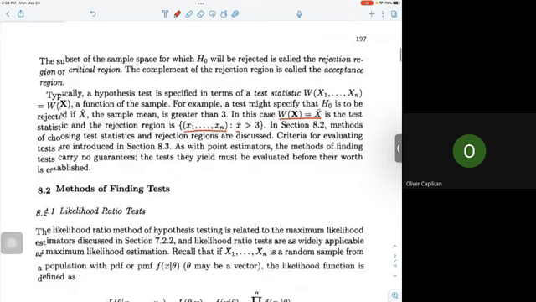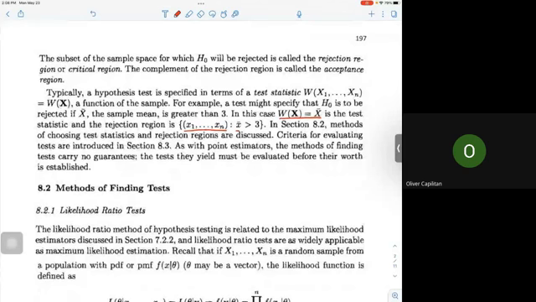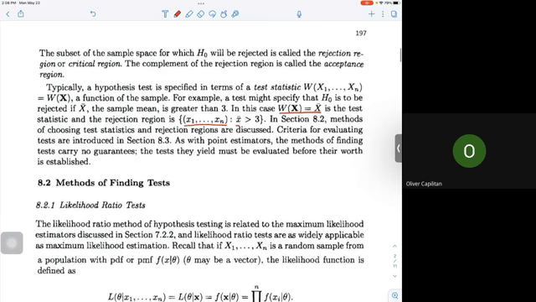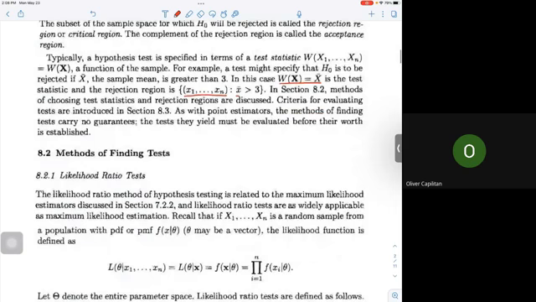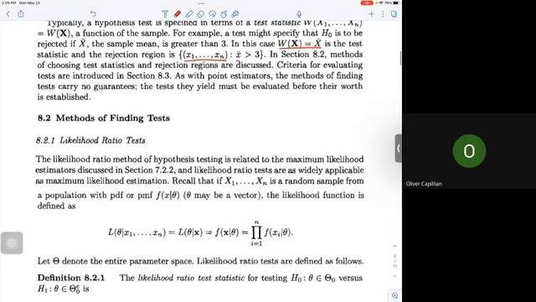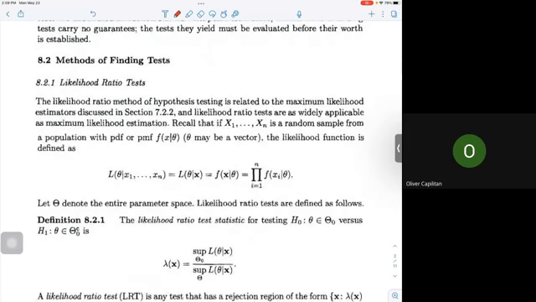So in section 8.2, we're going to consider methods of choosing the test statistics and rejection regions. And then in section 8.3, the criteria for evaluating these tests. So let's proceed now to section 2, methods of finding tests. The first one, we have the likelihood ratio test.